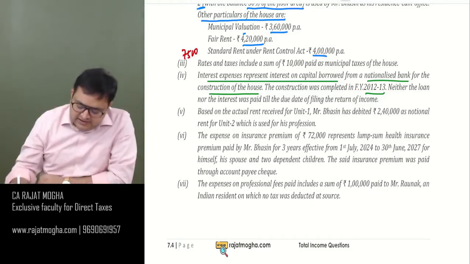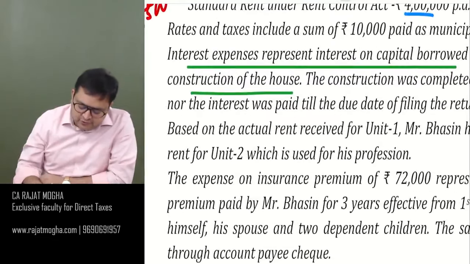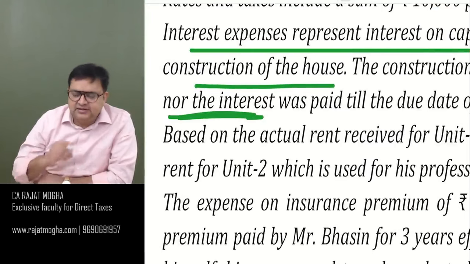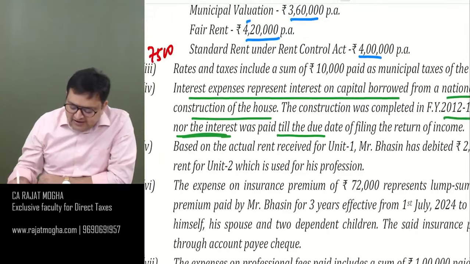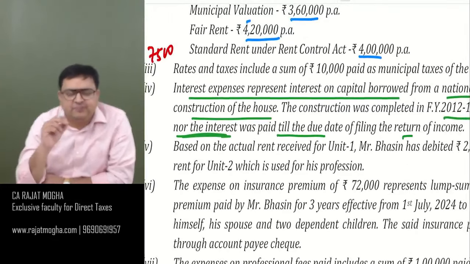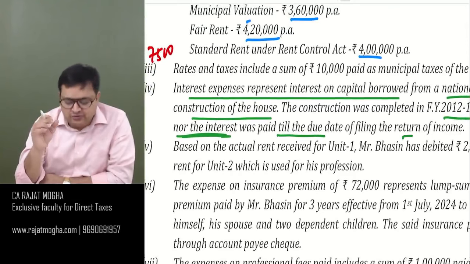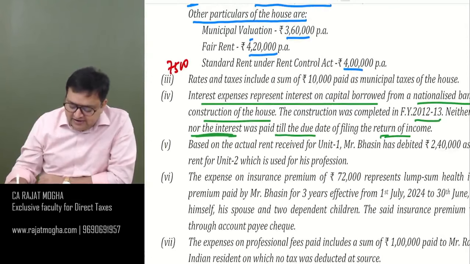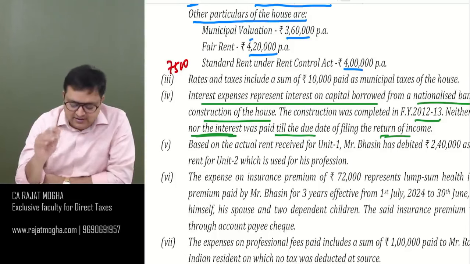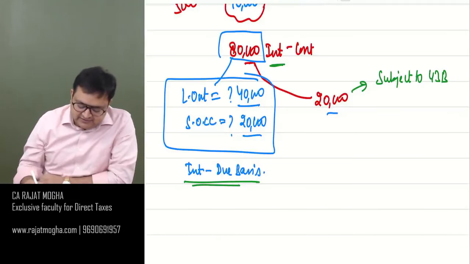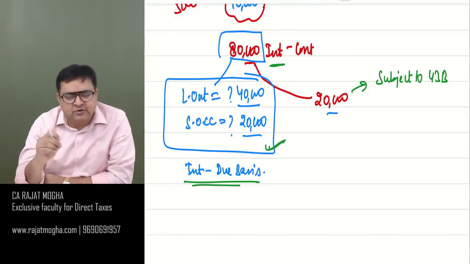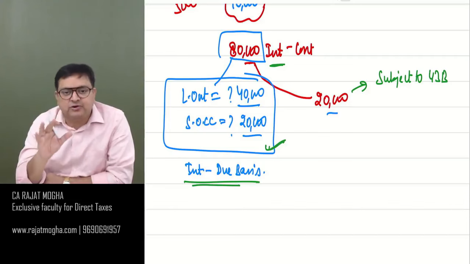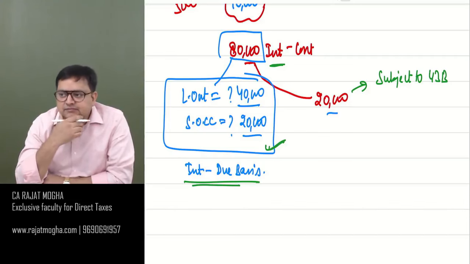Now, neither the loan nor the interest was paid till the due date of filing the return of income. We have not paid the loan, we have not paid the interest also. Up to the due date of filing the return, we have not paid it. Please tell me, will this 60,000 be allowed in house property or not? It will be disallowed or allowed in house property? I'm talking about house property. It will be allowed. On due basis, we will allow.